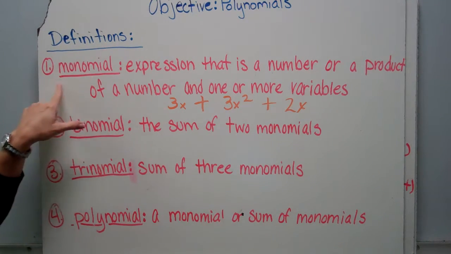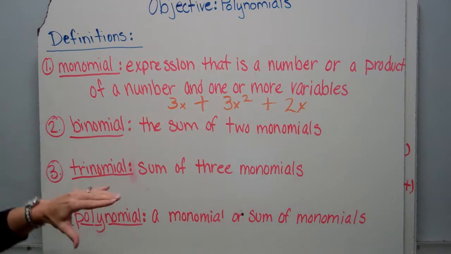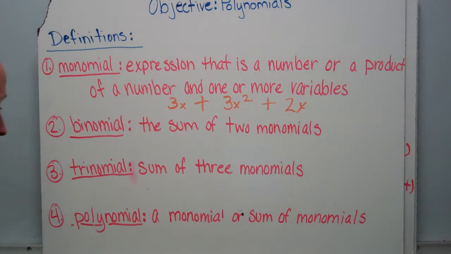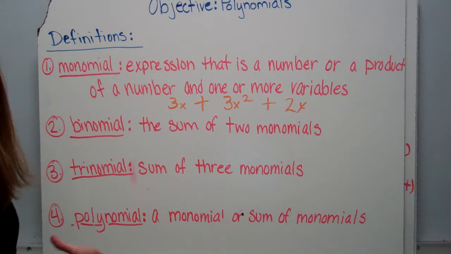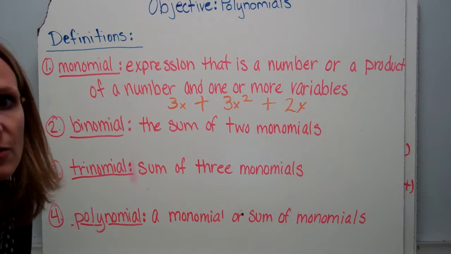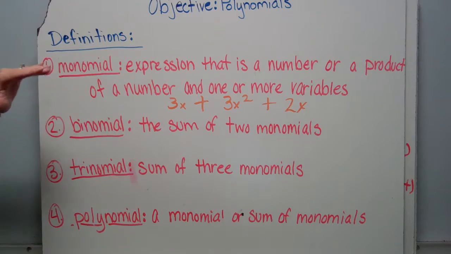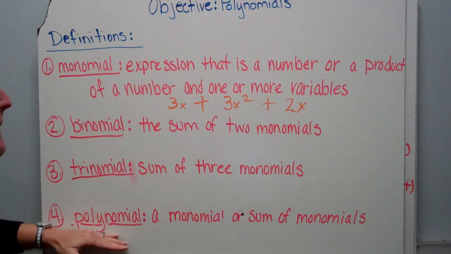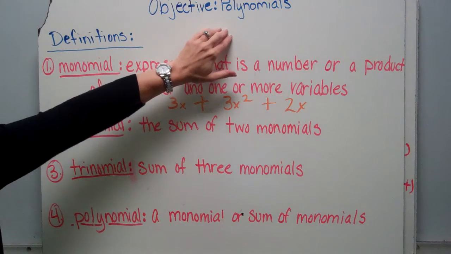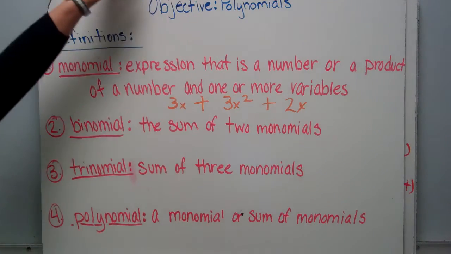So mono, which you should know that Latin root, 1. Binomial, bi, we have 2. Tri, we have 3. So what about poly? Well, poly means many. So polynomial means a monomial or sum of monomials. So polynomial means many nomials. So monomial, binomial, trinomial, polynomial. So in this video, we're talking about polynomials, talking about a bunch of monomials.